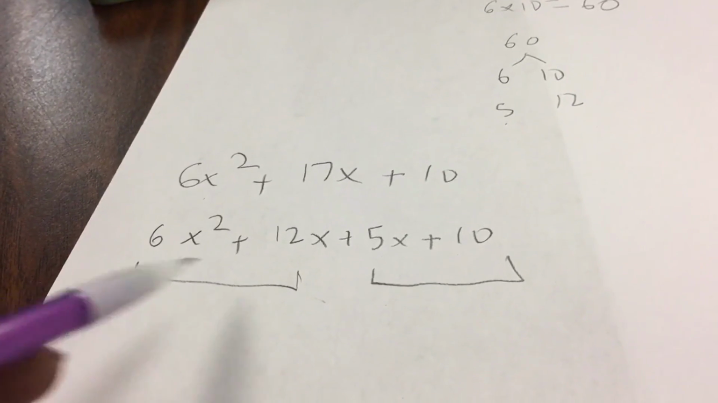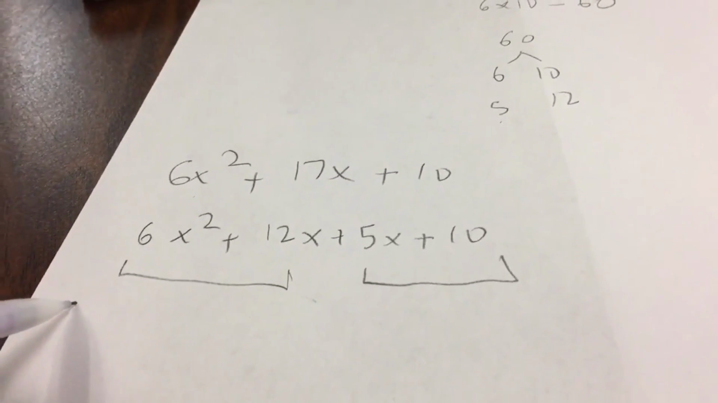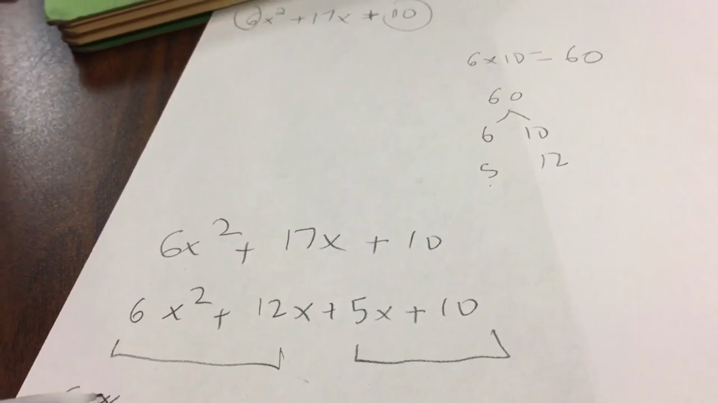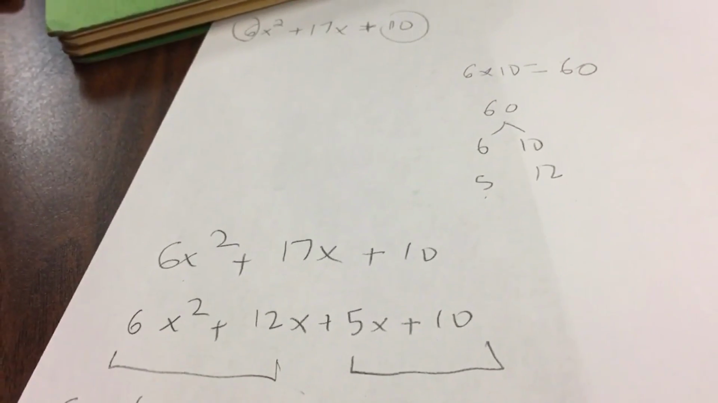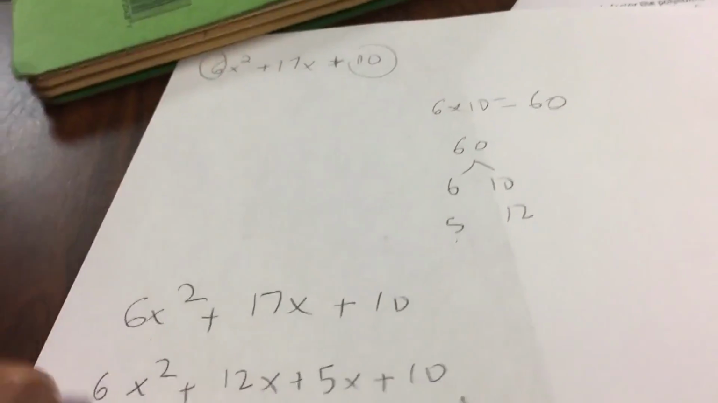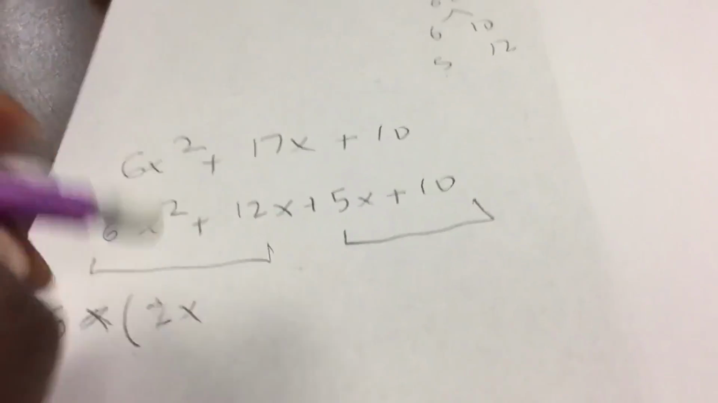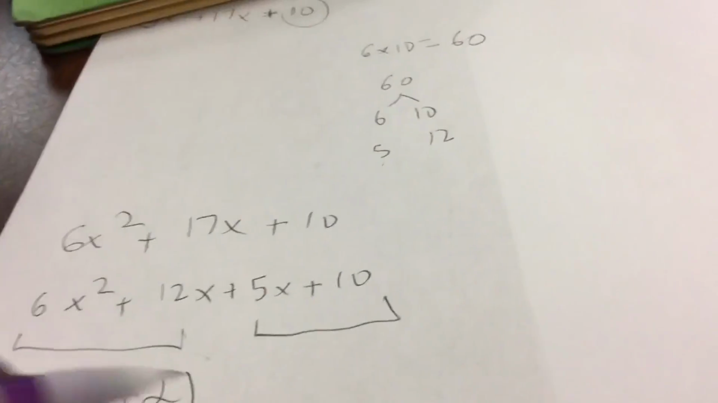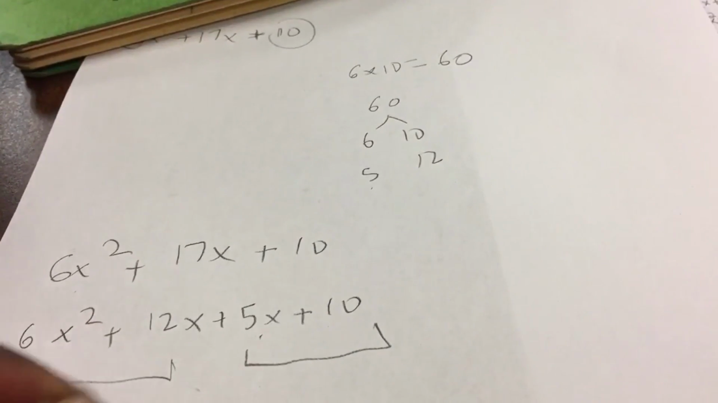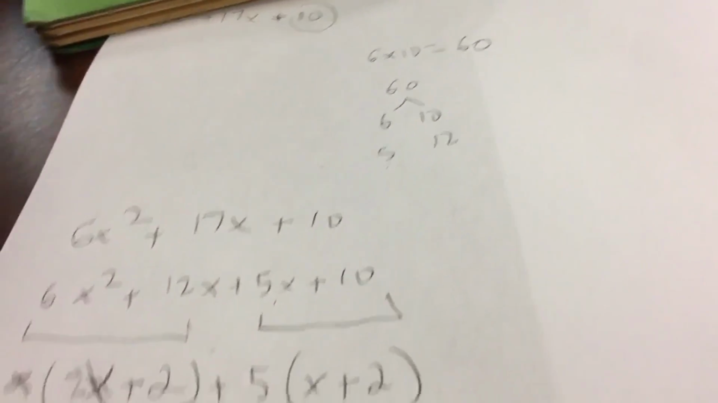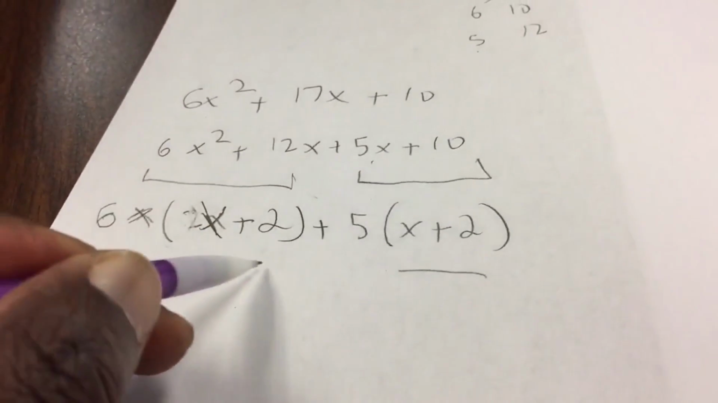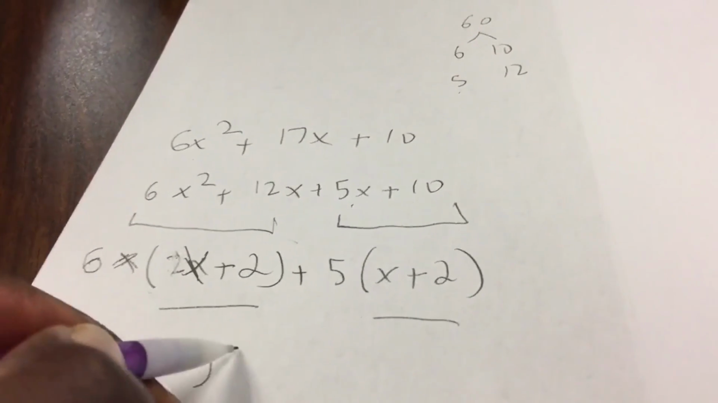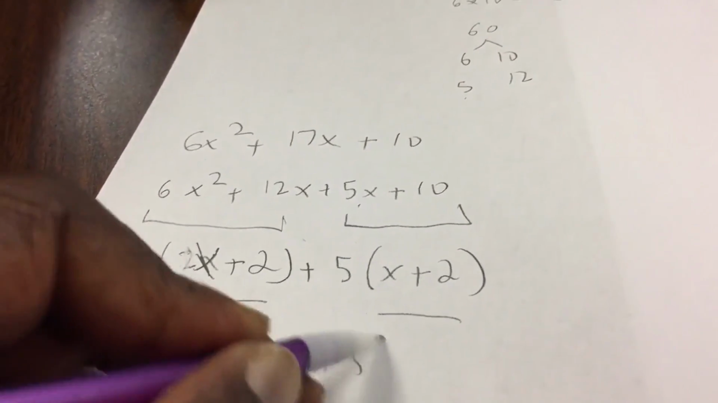What's the common factor between 6x squared and 12x? 6x, right? If I pull out a 6x out of this, I'm left with x, plus 2, right? And if I pull out a 5 out of here, I'm left with x plus 2. Now you see we have the same common factor, x plus 2 and x plus 2. So therefore, this becomes x plus 2 times 6x plus 5, and you're done.